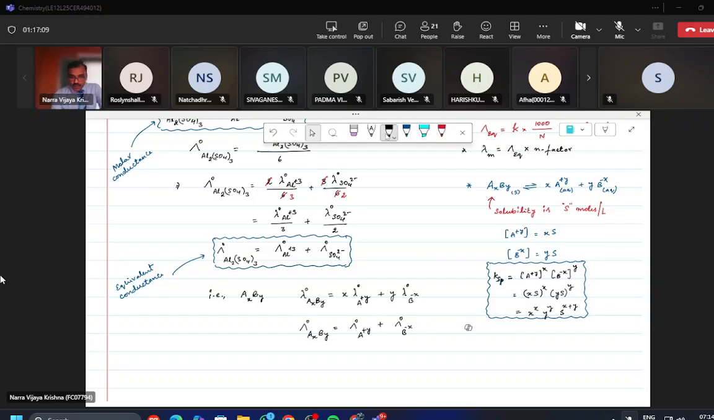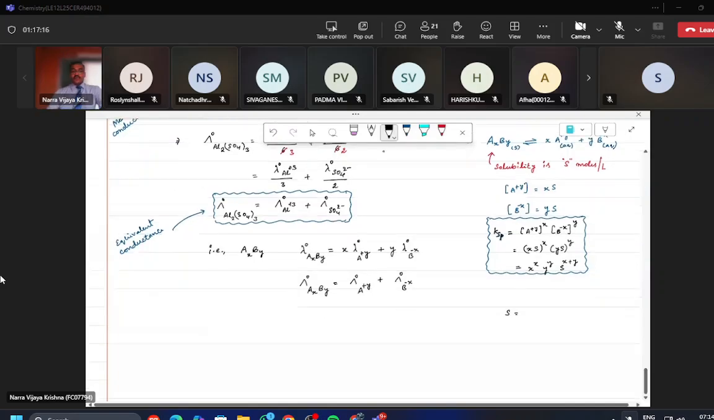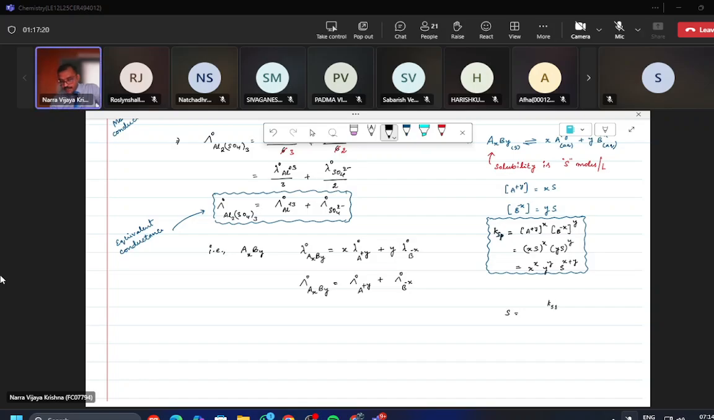Now, from this equation, what is S equal to? S equals KSP upon X power X, Y power Y, whole power 1 upon X plus Y. So the (X plus Y)th root of this term, right? This is the solubility equation, correct?